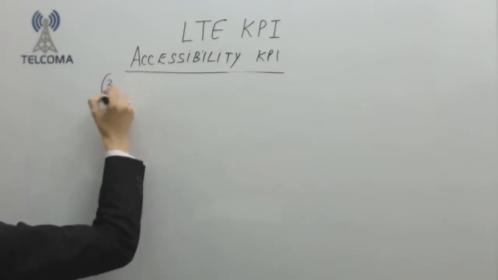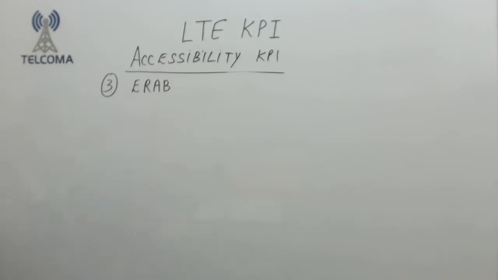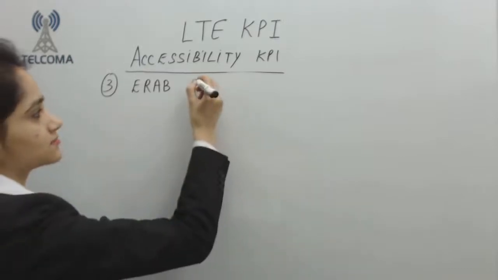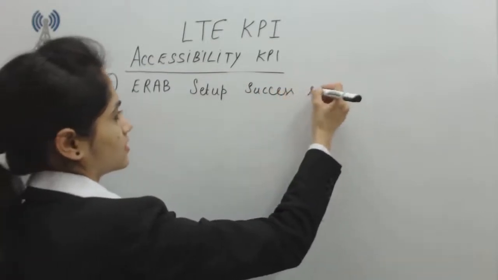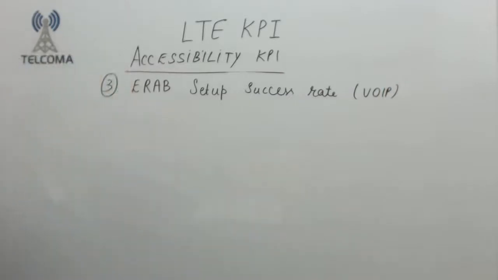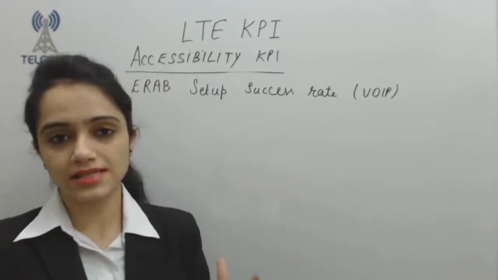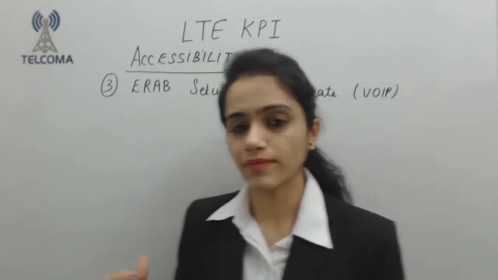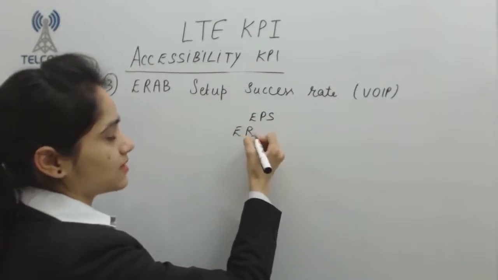So the third one is ERAB, which is Evolved Radio Access Bearer services. So we have ERAB setup success rate, and this ERAB setup success rate is for voice over IP services. So when the eNode B receives an ERAB setup request message, ERAB is basically a part of EPS, Evolved Packet System. So ERAB is a part.